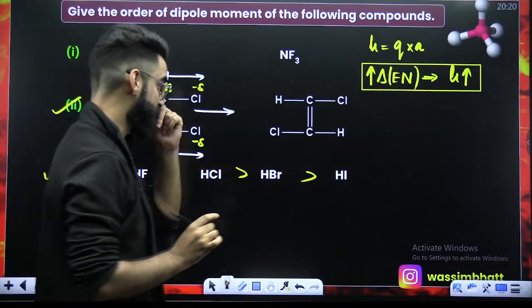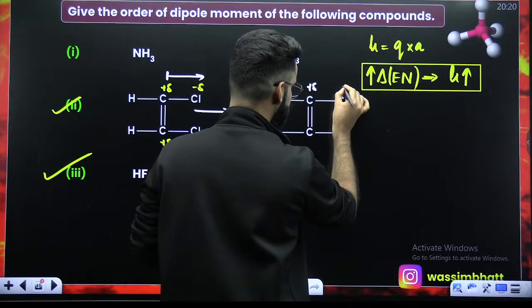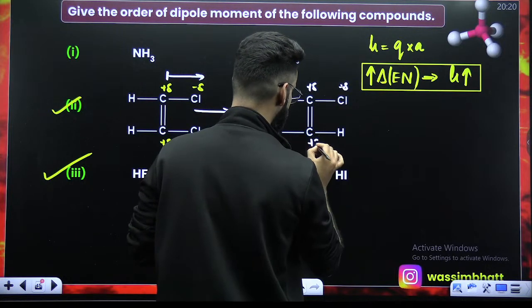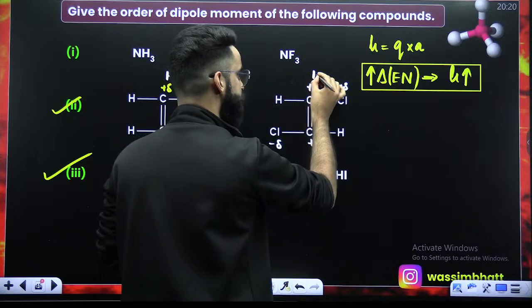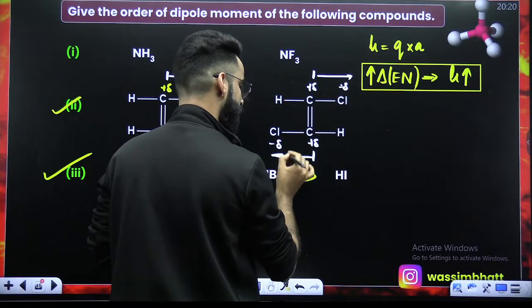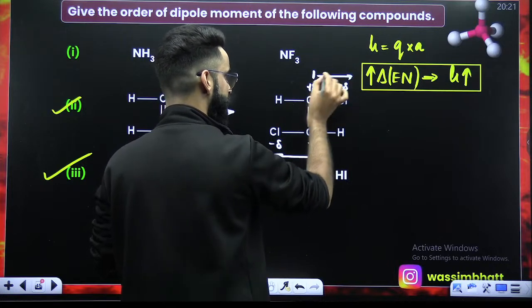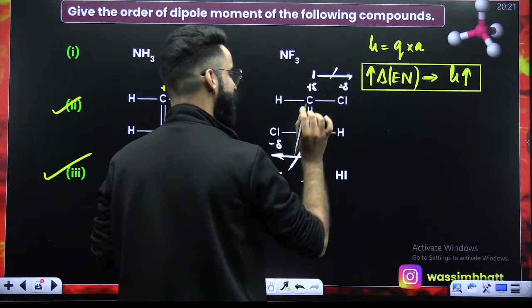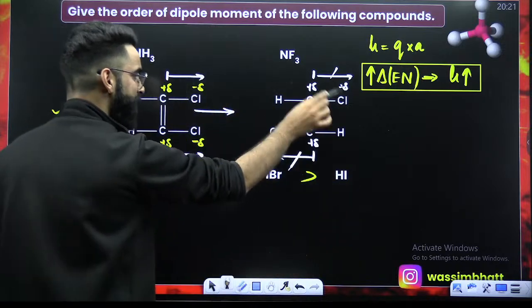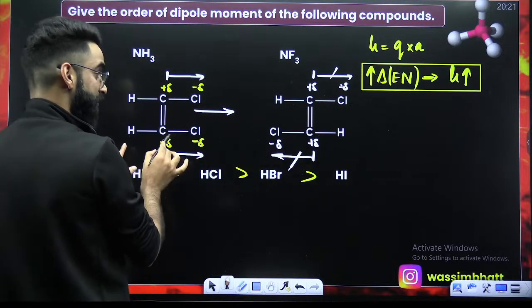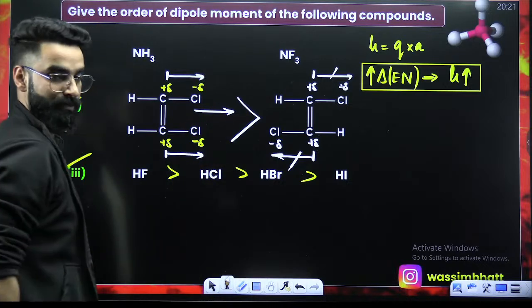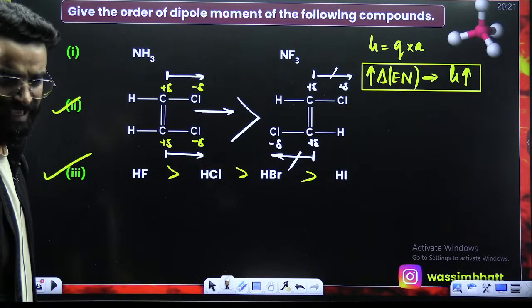Right? Look at this one. This is positive. This will be negative. So positive to negative, positive to negative. Equal and opposite moments. So net will be 0. Here net dipole moment is 0. Here net dipole moment is something. So compare the dipole moments. A greater than B.